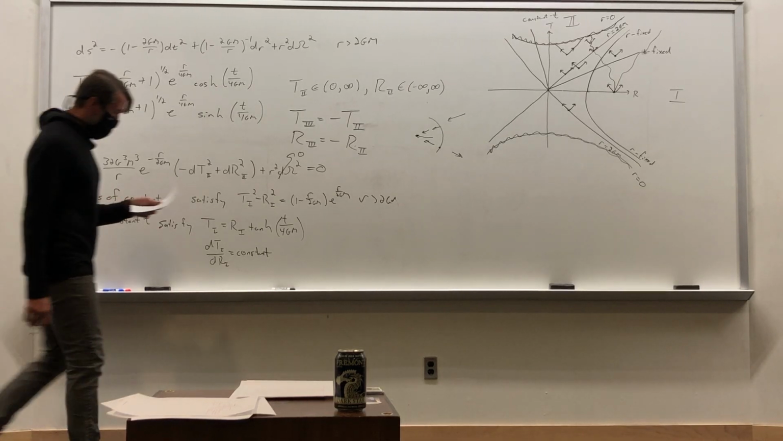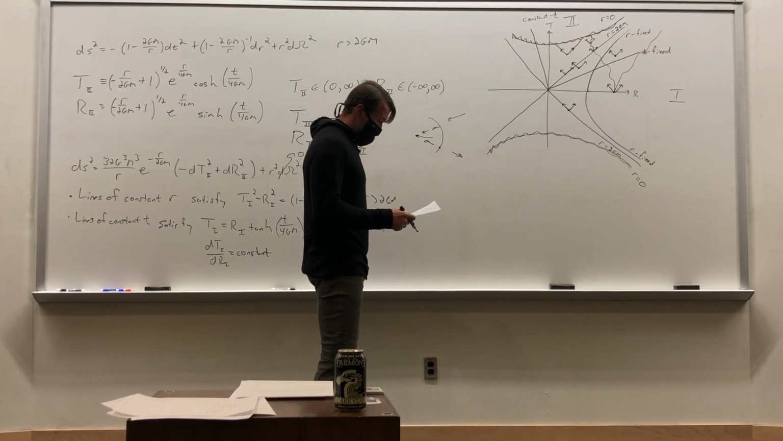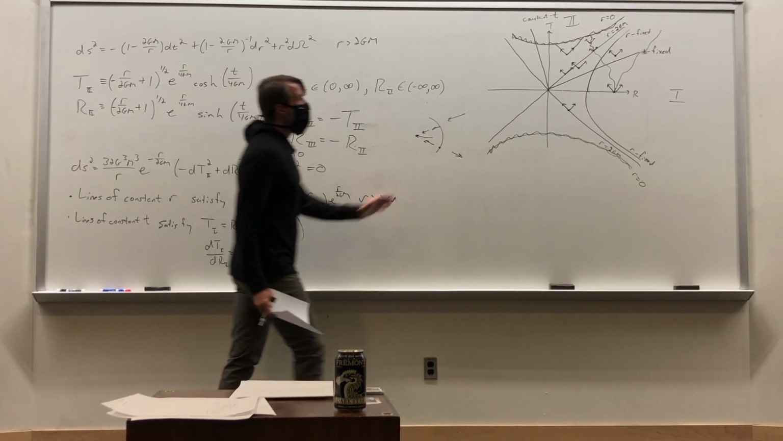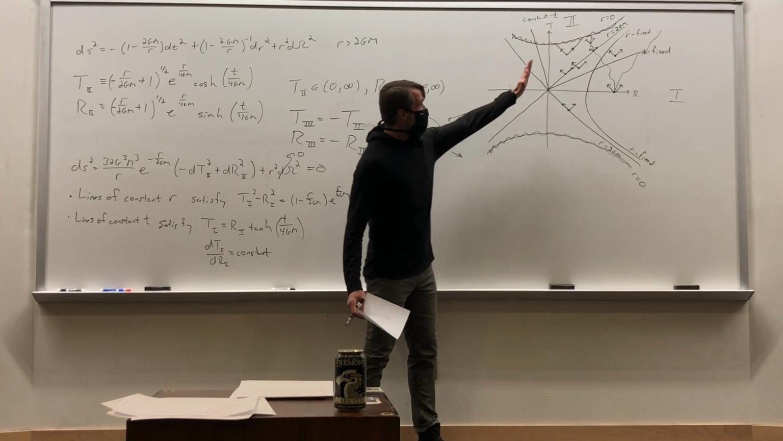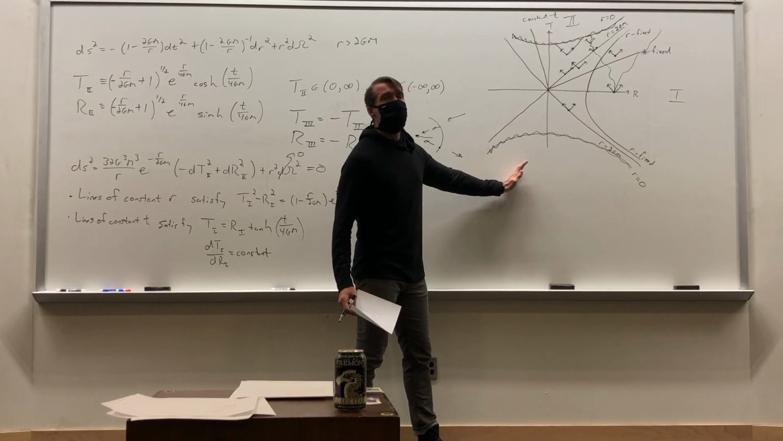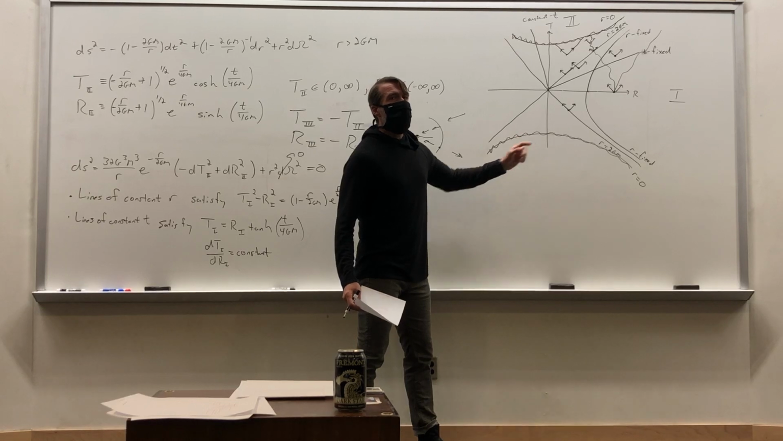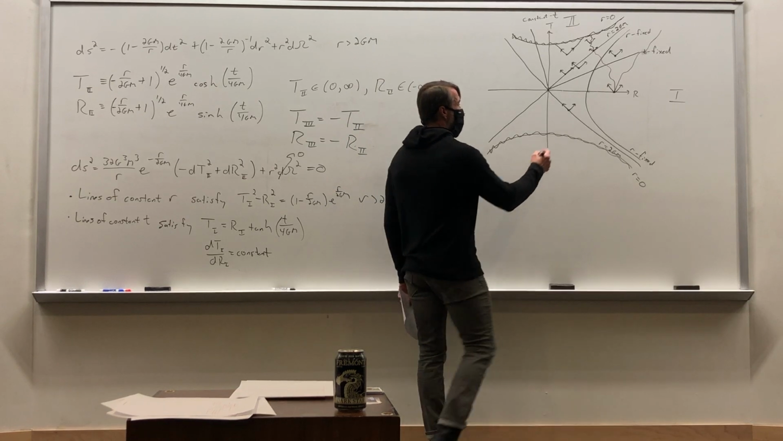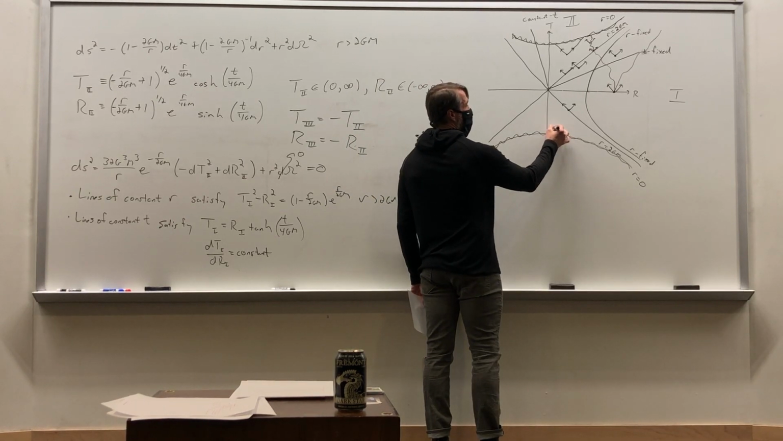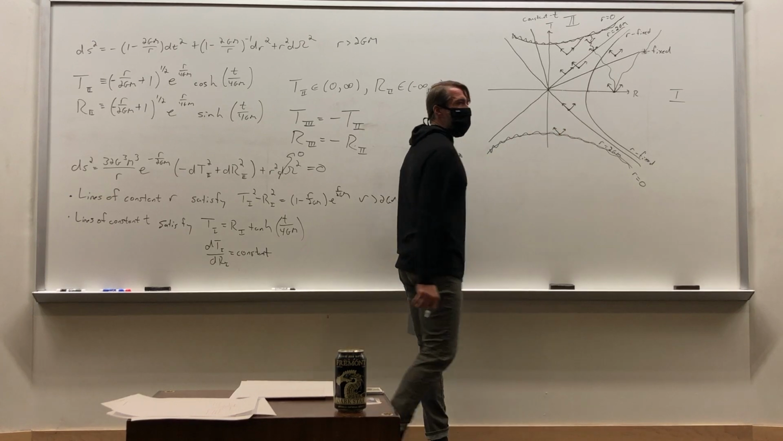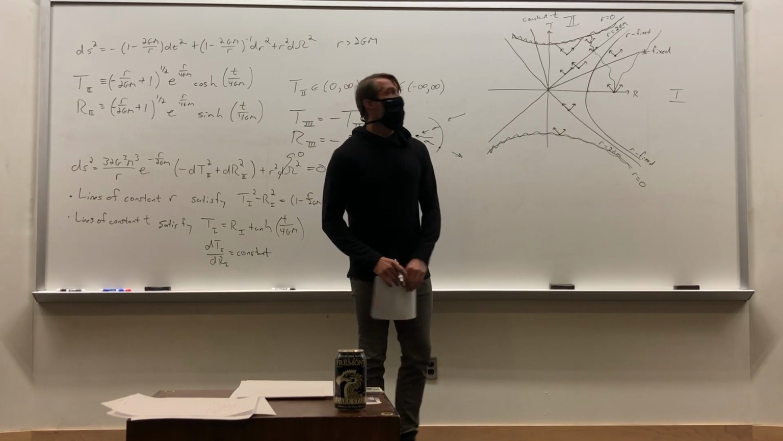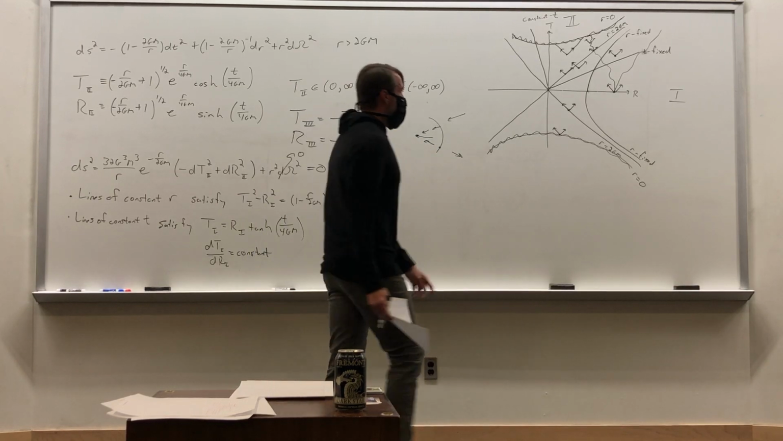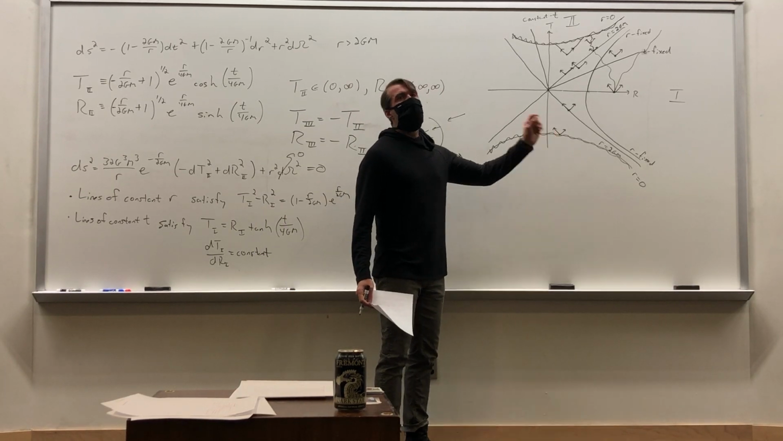Okay? All of the same things still hold. Lines of constant r are halves of a hyperbola. Lines of constant t are just these lines that come down. Okay? And the light cones still open up at 45 degrees. But notice now, that is the forward light cone. Here, the forward light cone ends at the singularity. Here, the forward light cones are born from the singularity.